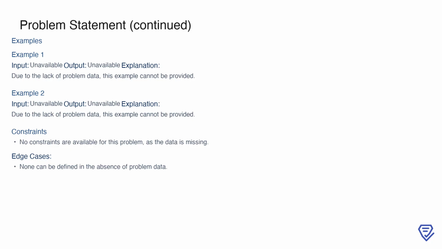Now, when it comes to examples for this problem, none are available due to the missing data. For instance, both the inputs and outputs for example 1 and example 2 are marked as unavailable, and no explanations can be offered in the absence of problem details. Similarly, no constraints have been defined, as the necessary data is missing. This also means that edge cases cannot be identified or considered at this time. Overall, the lack of information limits us from exploring or solving this problem until the issue is addressed by LeetCode.